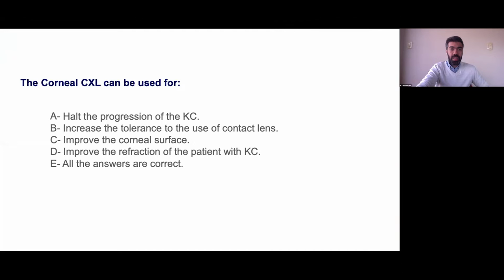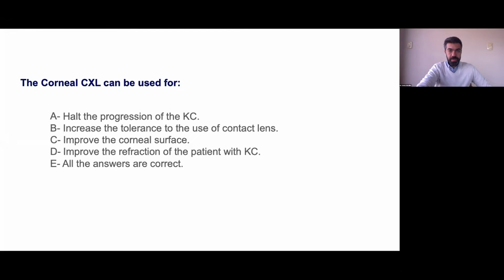So just a quick question for you all. The corneal cross-linking can be used for, and you have 5 options. I don't know if you are able to answer this. It halts the progression of the keratoconus, it increases the tolerance to use of contact lens, it improves the corneal surface, it improves the refraction of the patient, or all the answers are correct. So let's see which one you choose.